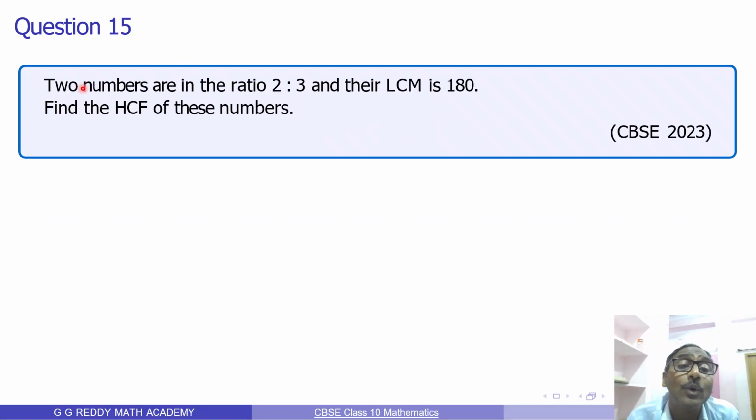Question number 15. Two numbers are in the ratio 2 is to 3. Their LCM is 180. Find the HCF of these numbers. So 2x is one number, 3x is another number. The LCM of 2x, 3x is 180. Now I need to find the HCF of these two numbers. How will you find it? You may use the formula LCM into HCF is equal to the product of the two numbers. Check it.